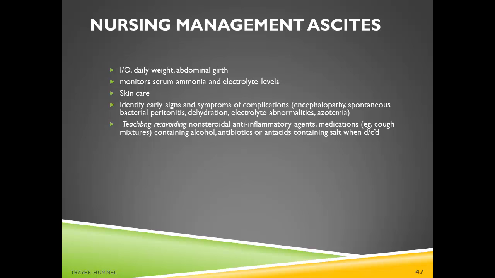So what does the nursing management of ascites include? Intake and output, daily weights, measurement of abdominal girth, monitoring of serum ammonia and electrolyte levels, skin care, identifying early signs and symptoms of complications such as encephalopathy, spontaneous bacterial peritonitis, dehydration, electrolyte abnormalities, azotemia, teaching regarding avoiding nonsteroidal anti-inflammatory agents, and medications, for example, cough mixtures containing alcohol, antibiotics, or antacids containing salt when the patient is discharged.